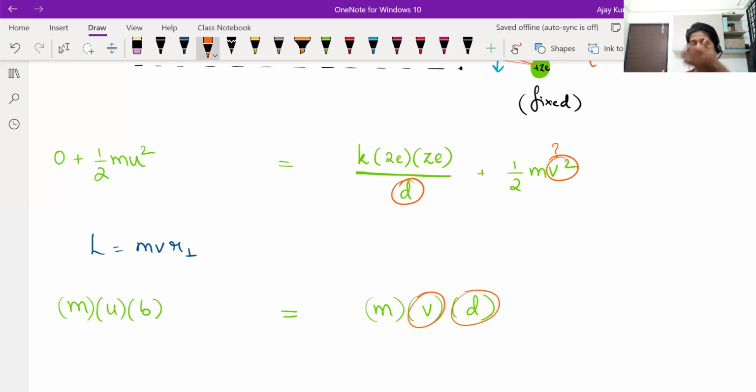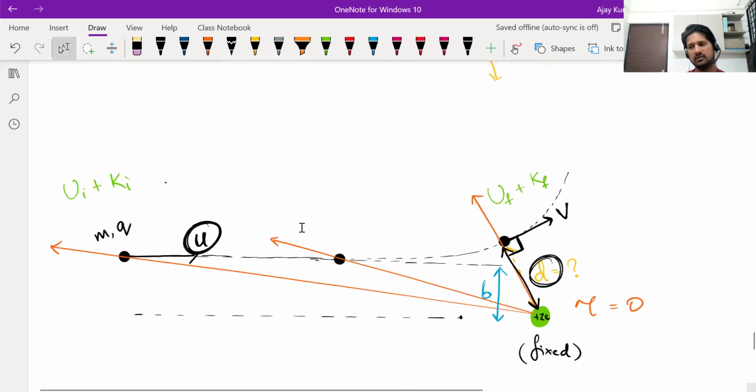Take v from the first equation and put it in the second equation. You will get d. Or you take d from one equation and put it in the other equation. You will get v. Simple. So remember, such questions can be solved using energy conservation as well as angular momentum conservation.